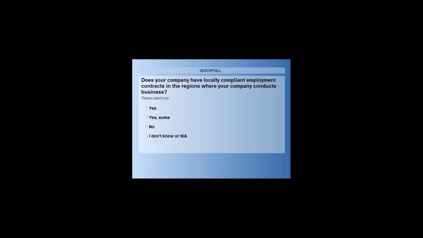Does your company have locally compliant employment contracts? Well, it's great to see that the vast majority say yes. Yes, and no is definitely in the minority, which is reassuring.